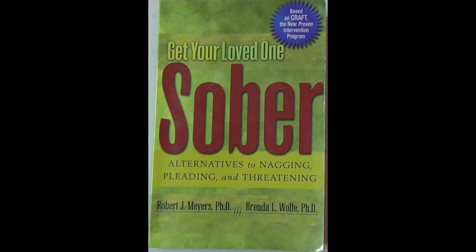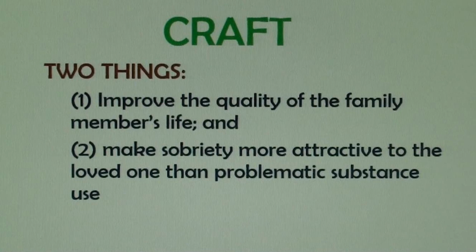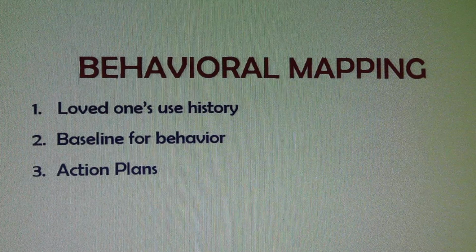I'll remind you of the two goals that I mentioned in the introduction to CRAFT. And these two goals are, one, to improve the quality of the family member's life, or that concerned significant other, or CSO, to improve that person's quality of life. And the second goal is to make sobriety more attractive than problematic substance use for the one who is drinking or using. And so, keeping these two goals in mind, we begin by explaining something called behavioral mapping. And this is the way CRAFT works.